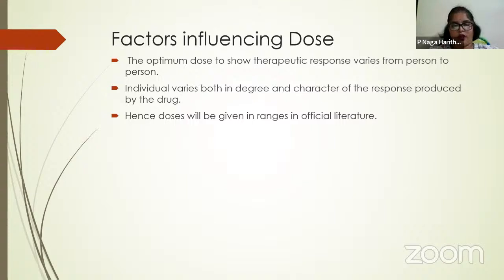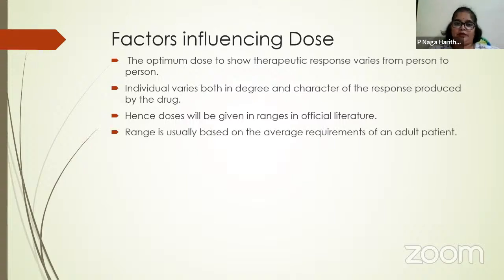Like 50 mg to 100 mg or 40 mg to 60 mg. Like that, the range would be given. Never a pinpoint dose would be given for the drugs, because there are certain factors which influence the dose. You please calculate those factors and then accordingly give the drug to a patient. So minimum to maximum dose they will be giving in ranges, never a pinpoint.